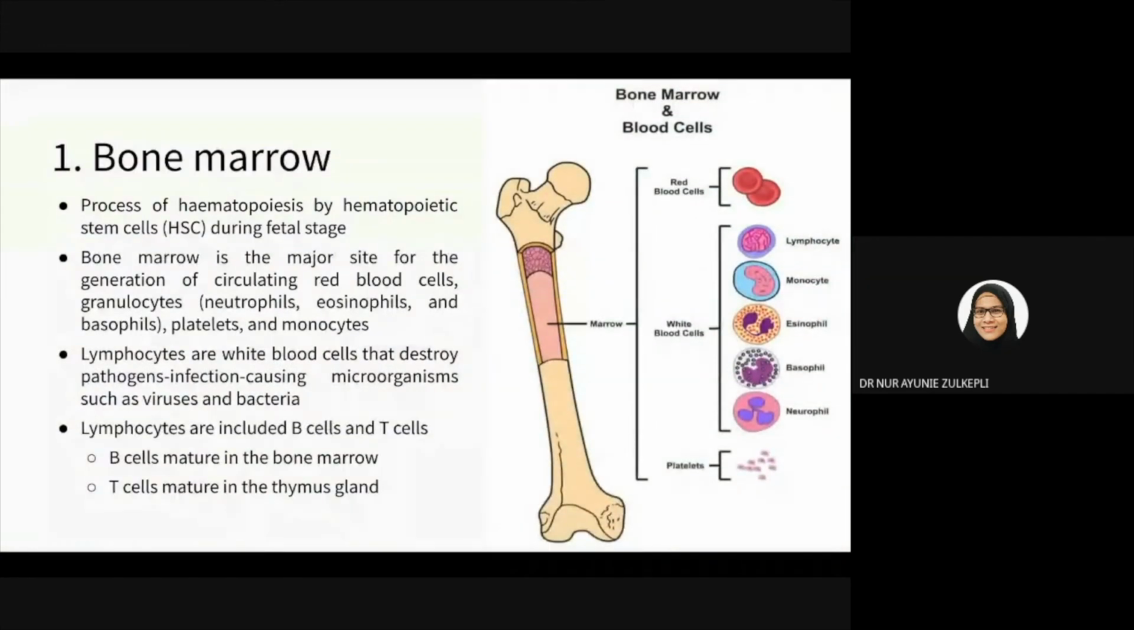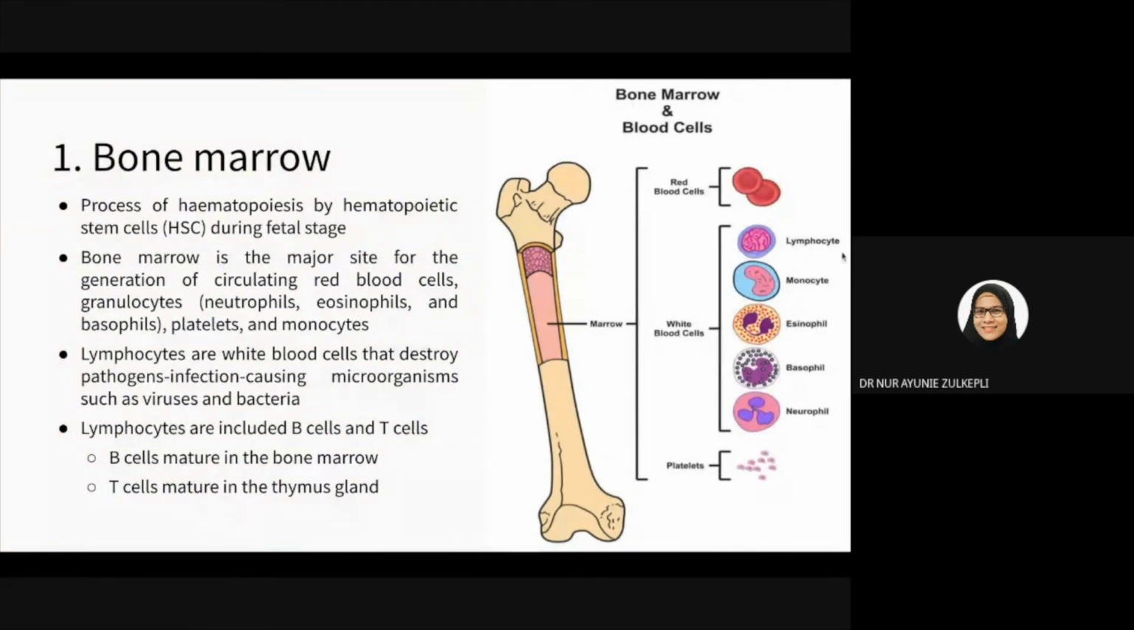Okay, during our fetal stage, or fetal development, there is a process called hematopoiesis, by hematopoietic stem cells, to produce or generate the blood cells. Okay, so the bone marrow here is the major site for the generation of circulating red blood cells and white blood cells, the granulocytes, the neutrophils, eosinophils, and basophils, and also the platelets. Okay. And lymphocytes are white blood cells that destroy pathogens, infection-causing microorganisms such as viruses and bacteria.